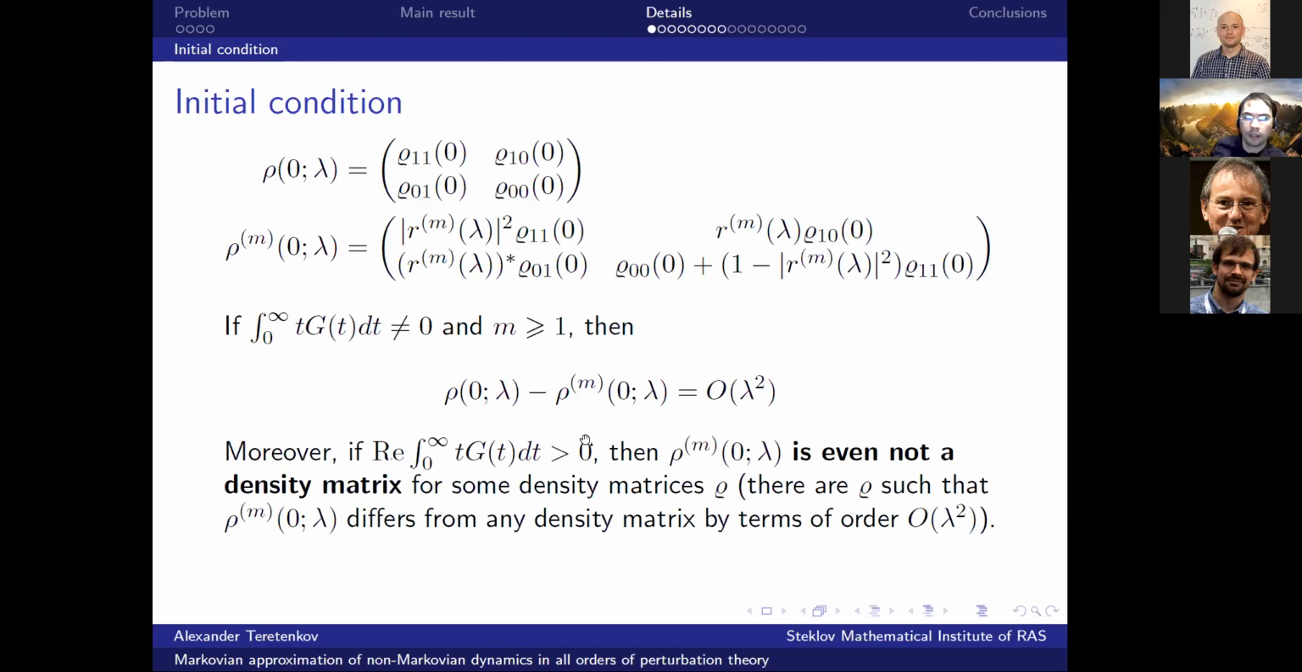Moreover, if the real part of this first moment of the correlation function is larger than 0, then these approximate initial conditions, the initial conditions for the approximate solution, are not even a density matrix. From a physical point of view, it seems slightly nonsense that you have to use an initial condition which is not physical, which is not even a density matrix, to obtain better precision for this perturbation theory.